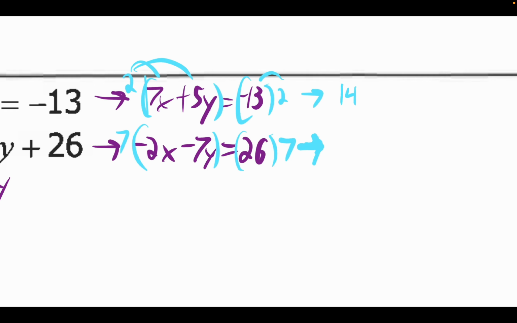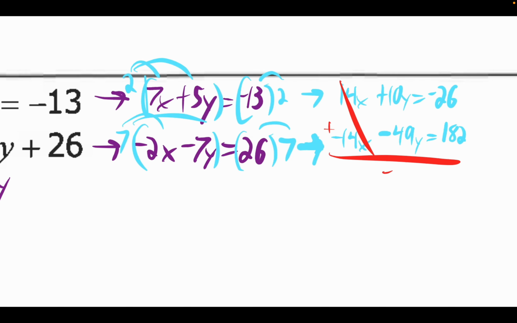And so we get 14x plus 10y equals negative 26, and we have negative 14x minus 49y equals 182. And so as we combine, the x's eliminate, I get negative 39y equals 156. So I divide by negative 39, and I get y to be negative 4.